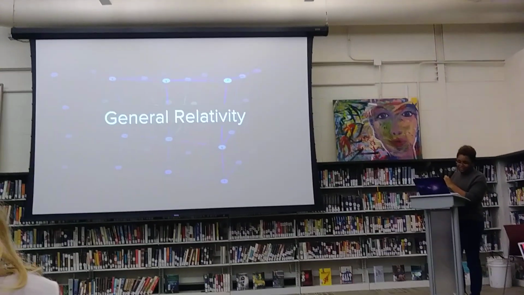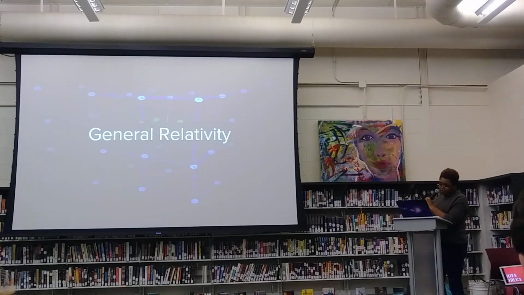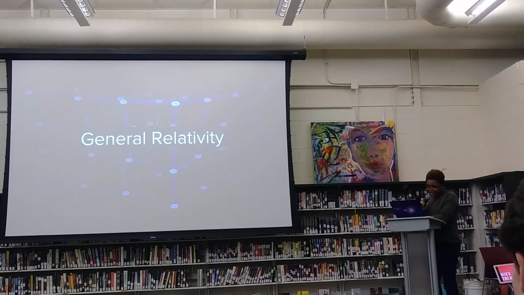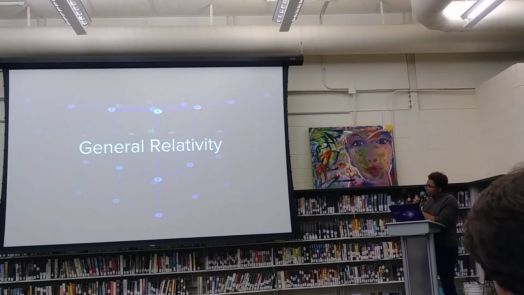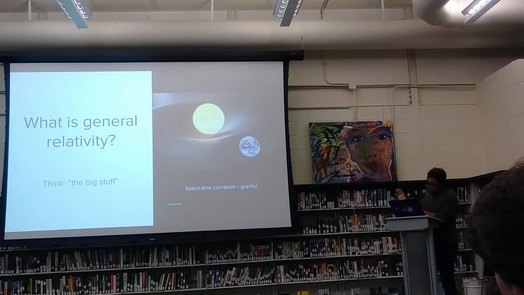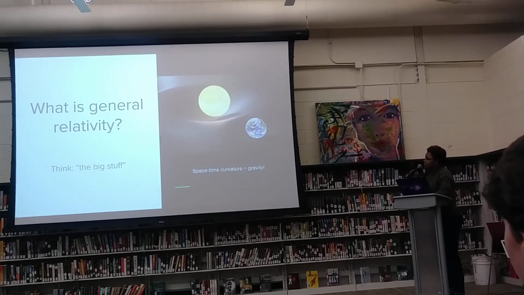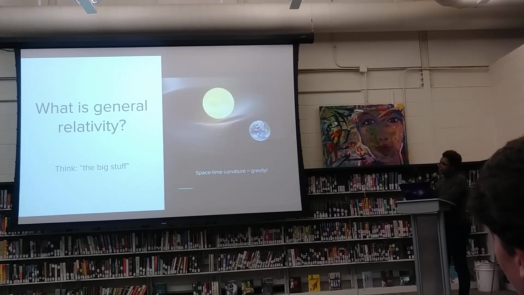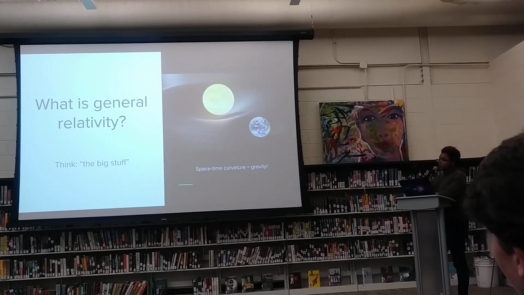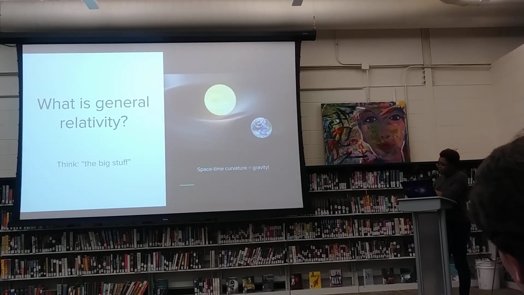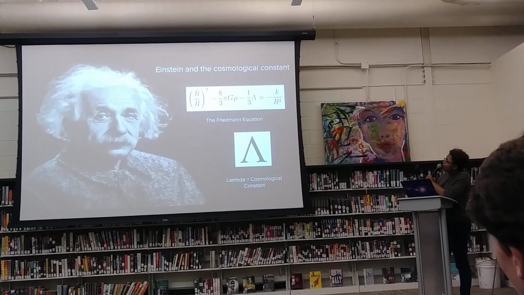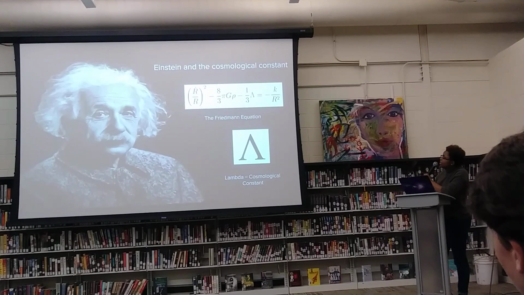All right, so on to general relativity. Unlike quantum physics, general relativity deals with the macro world, or the big stuff. It's a concept created by Einstein, which combines both space and time into one field or force, which is gravity. And so Einstein came up with the cosmological constant.